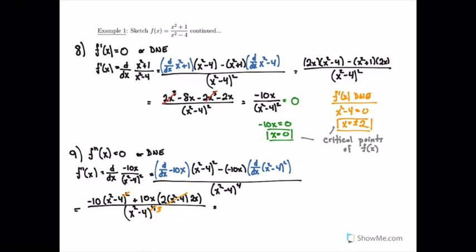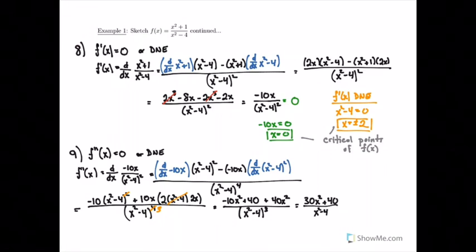We can write this as negative 10 x squared plus 40 plus 40 x squared, all over (x squared minus 4) to the 3rd power, or 30 x squared plus 40 over (x squared minus 4) to the 3rd.